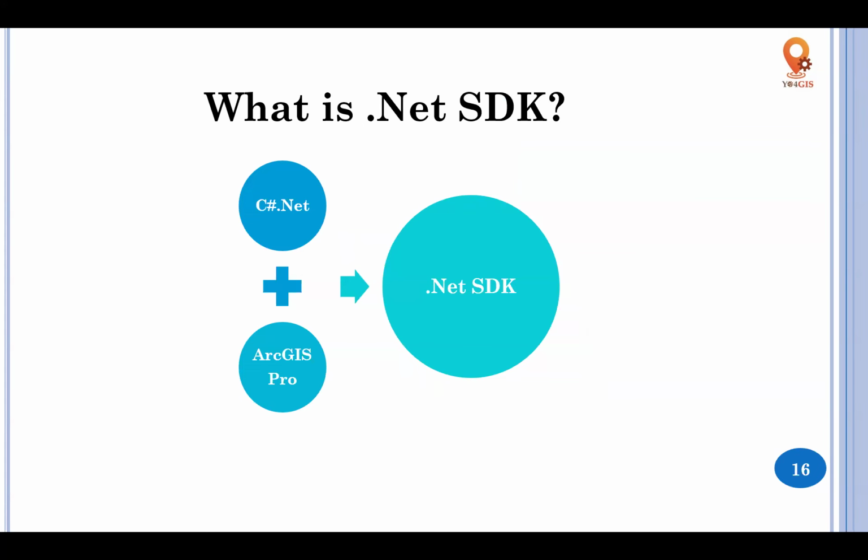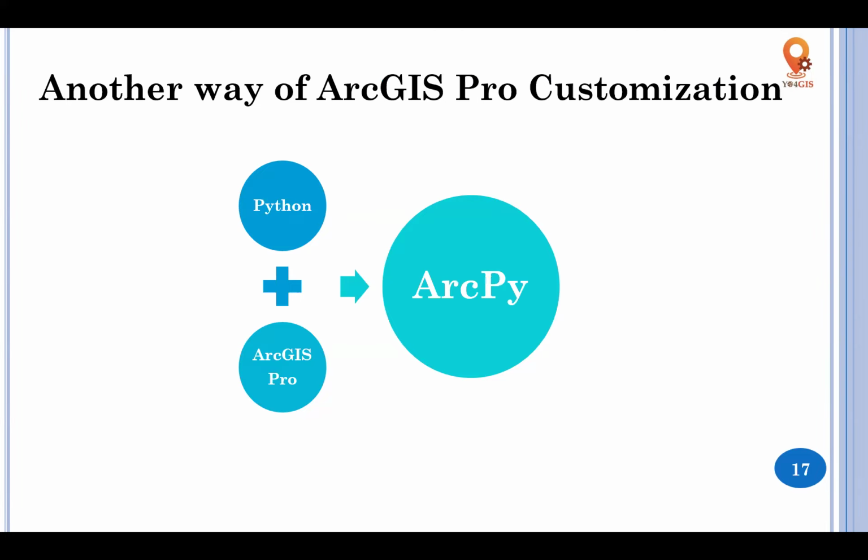So if you are going to learn using .NET, you have to learn C#.NET, you have to learn the .NET SDK, you have to learn ArcGIS Pro. And if you want to do the customization using Python and ArcPy, you have to learn Python and you have to learn ArcPy, so that you are ready to do the customization in ArcGIS Pro.